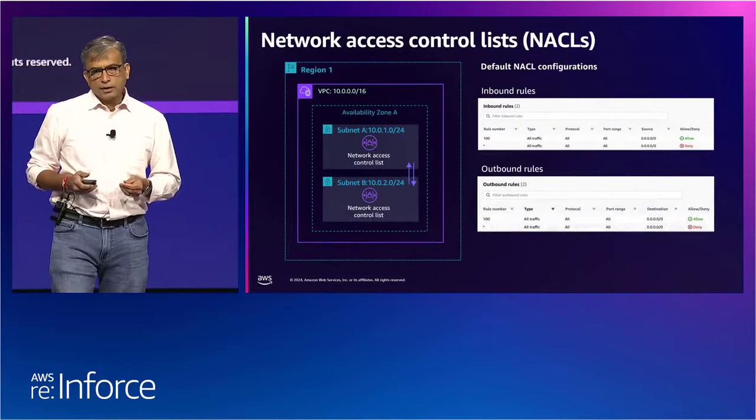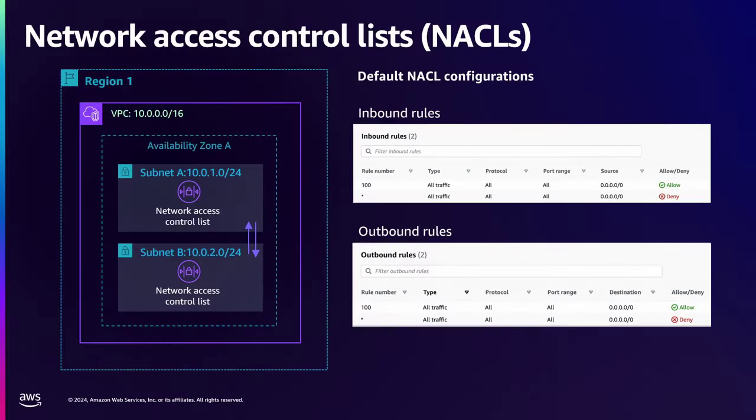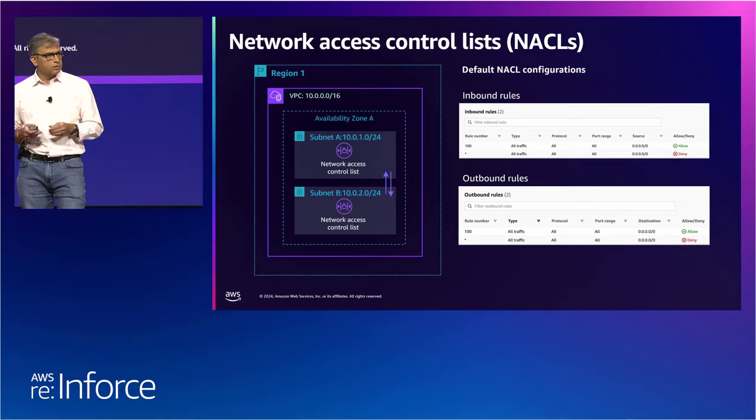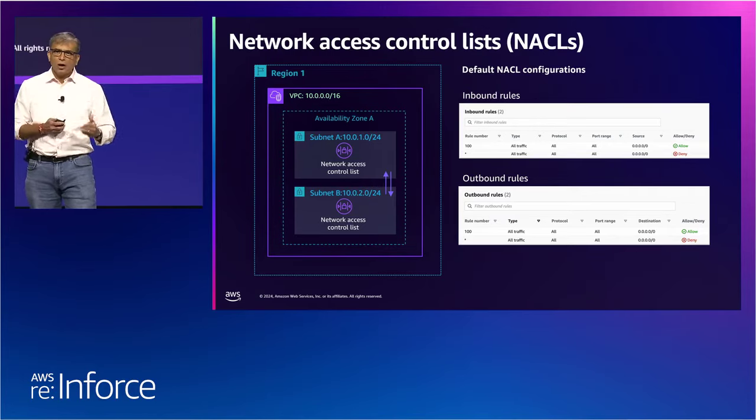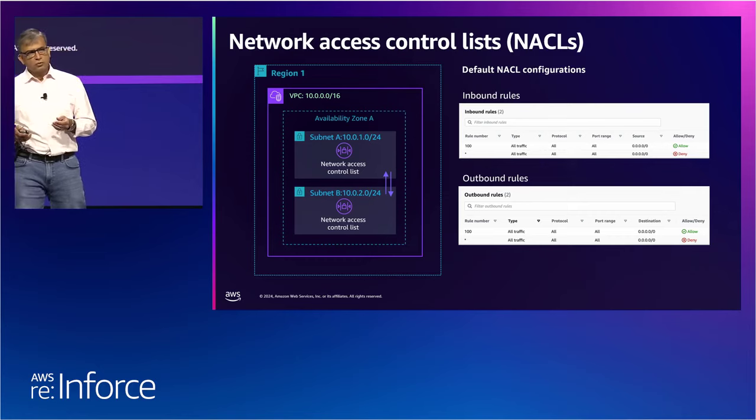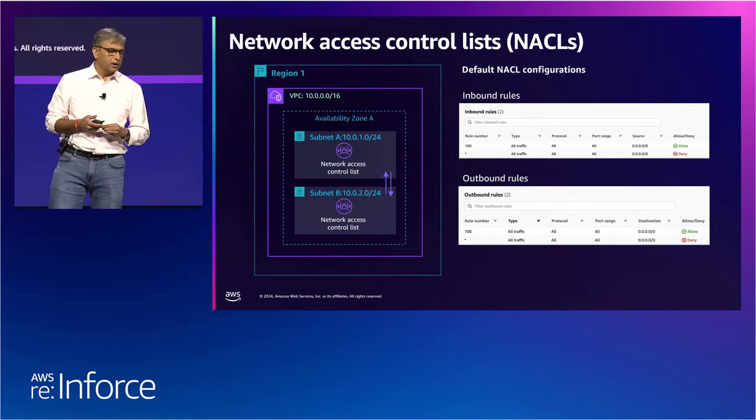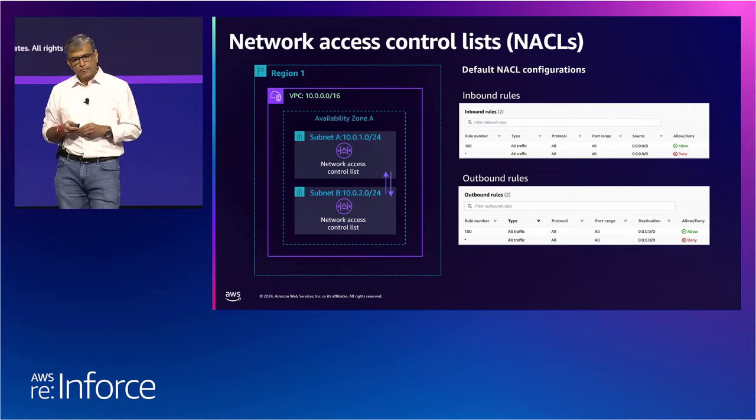The next one is network access control list. These are basically stateless firewalls, and what it means by stateless is that you need to configure rules in both directions, inbound and outbound. And they are associated with a subnet. It allows you to inspect and protect traffic going in and out of the subnet that it's associated with.